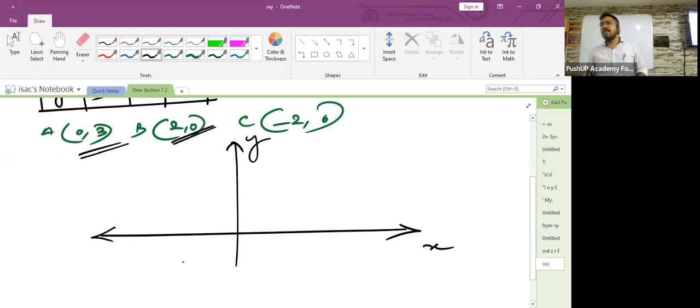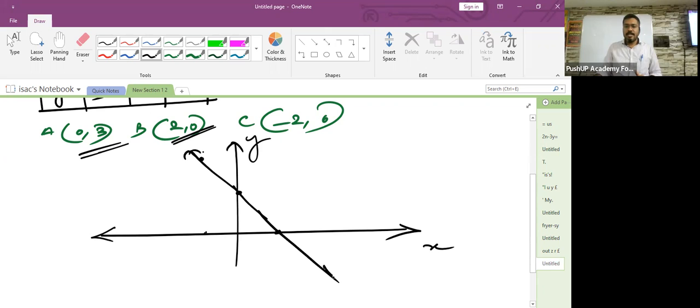Second time, who helped? No, nobody helped. Okay. So 0,3 will come on the y-axis. Then 2,0 will come on the x-axis, and minus 2,6 will come in the second quadrant. X is negative, y is positive. Very good. So this is the line which you have got, right?